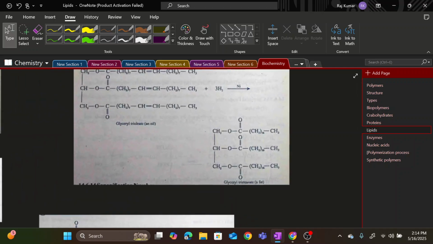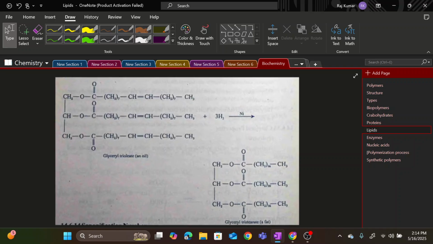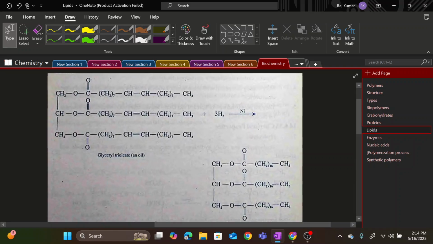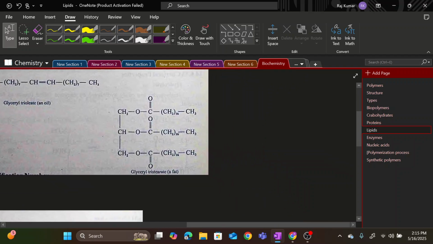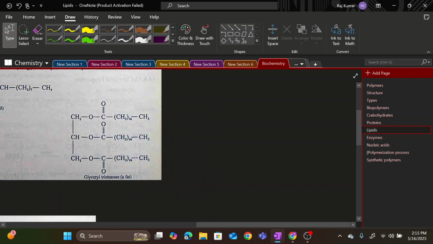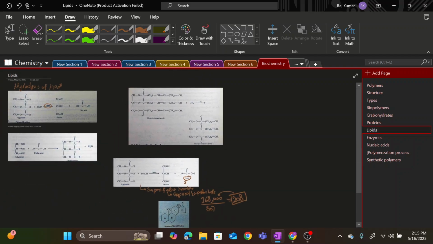Now let's move on to another important thing, which is catalytic reduction. We call it catalytic reduction, hardening of oil, Sabatier-Senderens reaction, catalytic hydrogenation, which we have studied a lot of times. We take a nickel catalyst and then we perform hydrogenation, due to which we actually get a saturated fat. So this is an important thing.